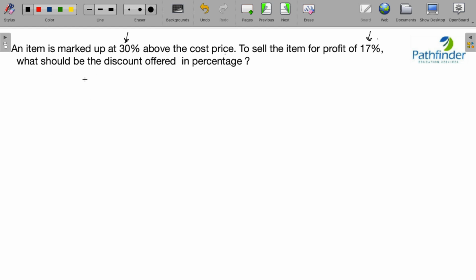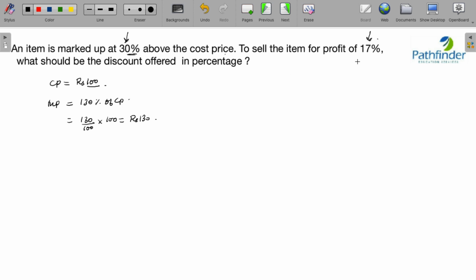So let us look at what is the question asked. What should be the discount in percentage offered? And you are also told that the item is marked up at 30% above the cost price. So let us just assume the cost price to be rupees 100. So what is the marked price? Marked price is 30% above the cost price. So I can say marked price is 130% of the cost price, which is 130 by 100 into 100. That is rupees 130. This is your marked price.